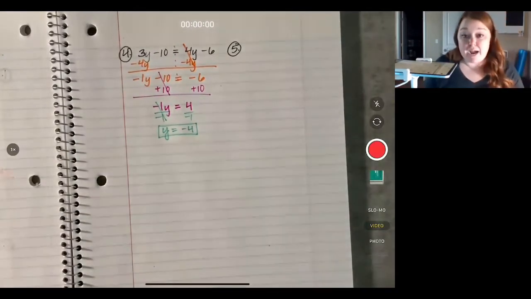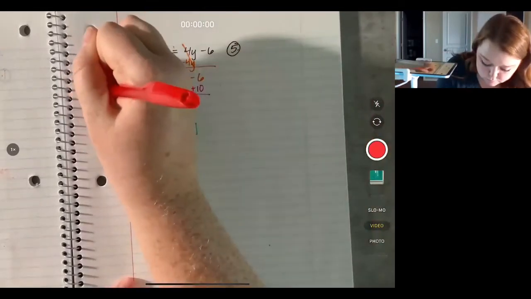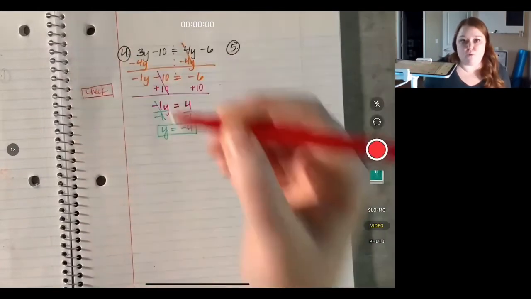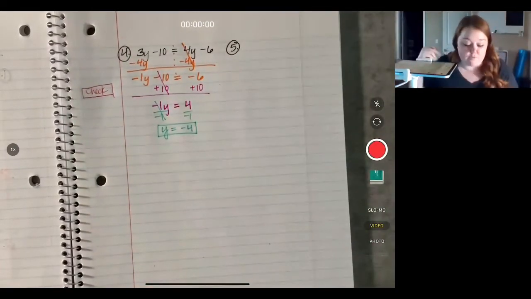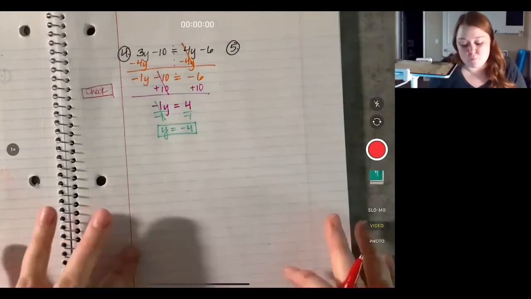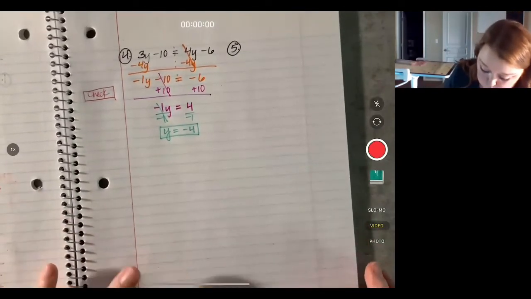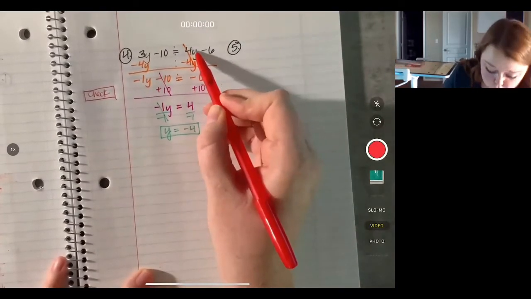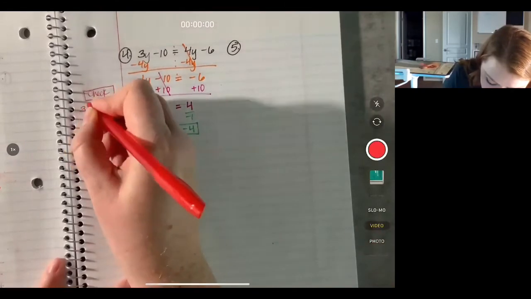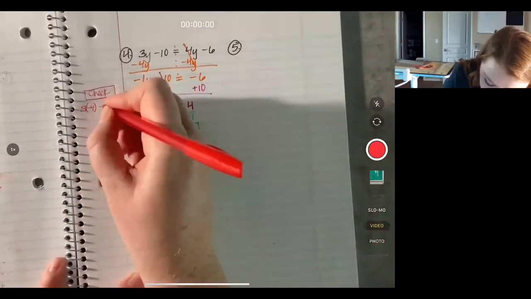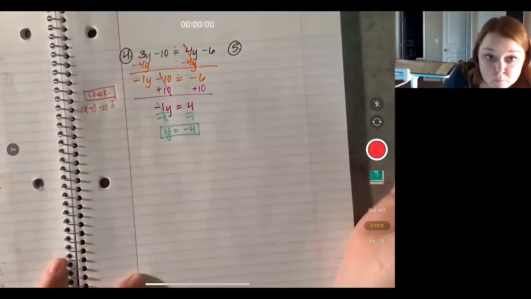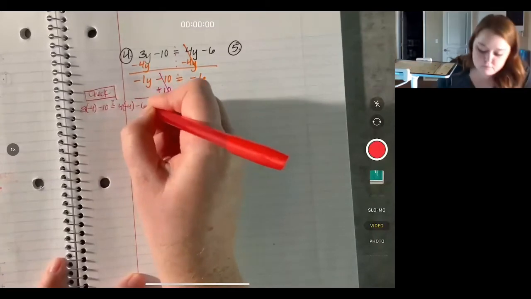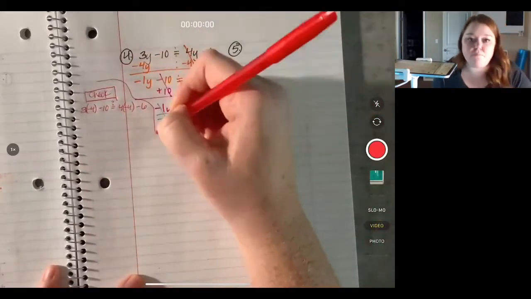Okay, so let's practice your check. Maybe you already did this without me, but let's make sure you know how to do your checks because it's ultra important when we get into these bigger equations. It's important that you know how to check well. So I'm just going to plug in my answer of negative 4 in both of these spots up top. So 3 times negative 4 minus 10 hopefully equals 4 times negative 4 minus 6. I know this is crowded, sorry.